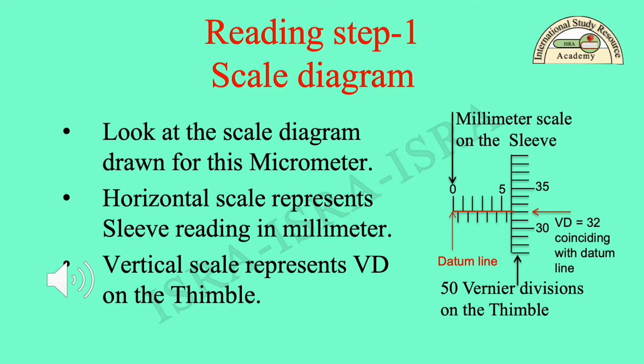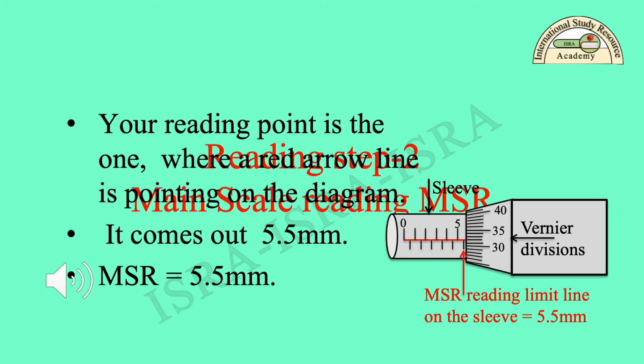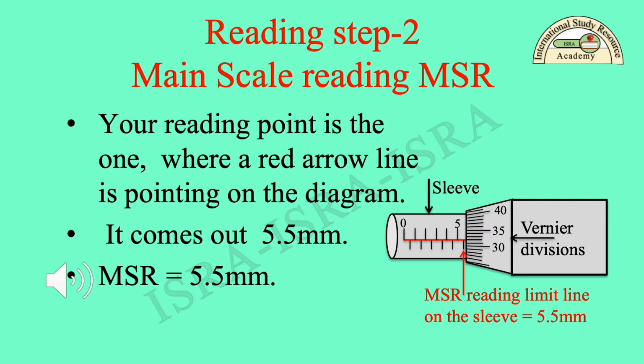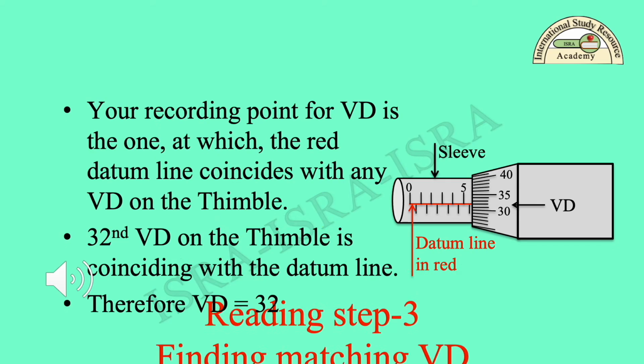Reading Step 1. Scale Diagram. Look at the scale diagram drawn for this micrometer. Horizontal scale represents sleeve reading in millimeter. Vertical scale represents VD on the thimble. Reading Step 2. Main scale reading MSR. Your reading point is the one where a red arrow line is pointing on the diagram. It comes out 5.5 mm. Therefore, MSR is equal to 5.5 mm.